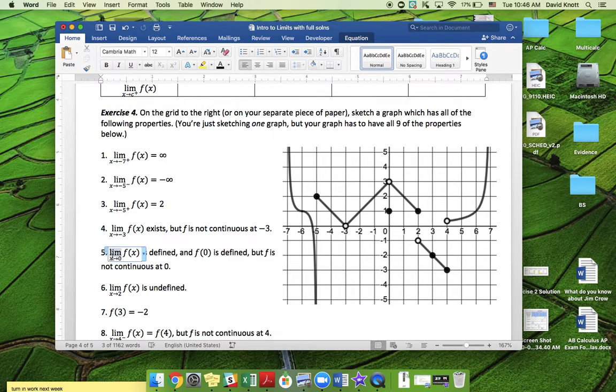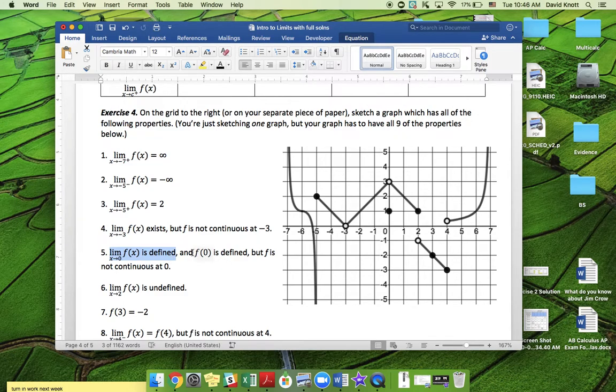For the limit, this is a two-sided limit as x approaches 0. The only way it's going to be defined is if the left and right side limits agree. And they do here, right? As you approach from the left and from the right, you're getting the same value, which means the two-sided limit is defined. Okay, check.